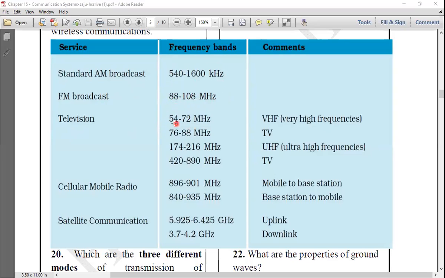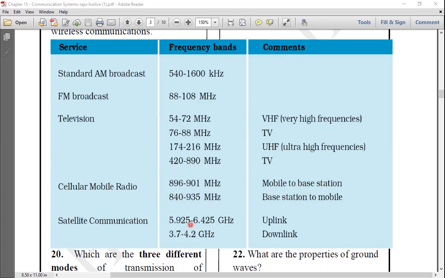Television: 54 to 72 and 76 to 88. This is very high frequencies, for TV. Then this is UHF, 174 to 216, 420 to 890. This is for TV. And cellular mobile radio 896 to 901. Mobile to base station, and base station to mobile, it is 840 to 935 megahertz.